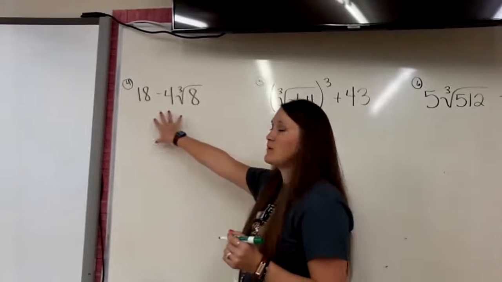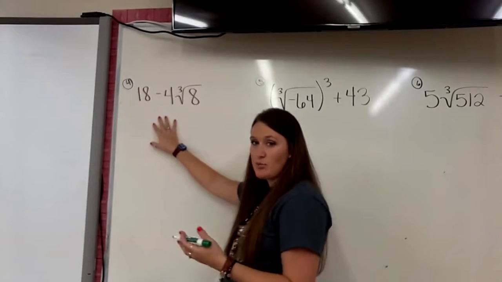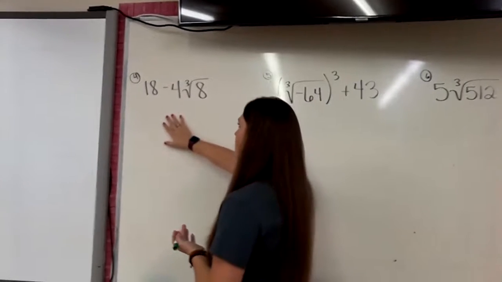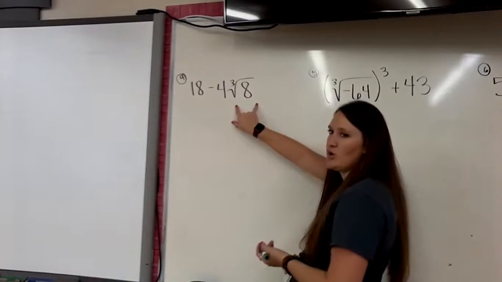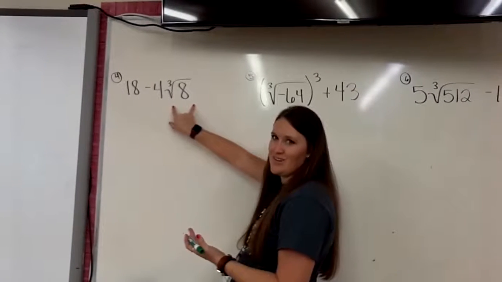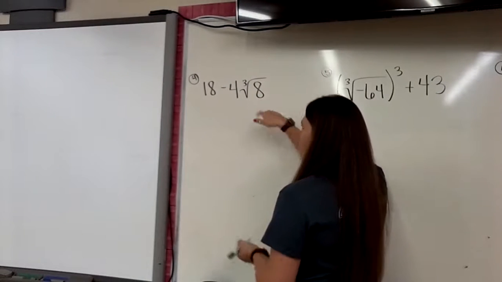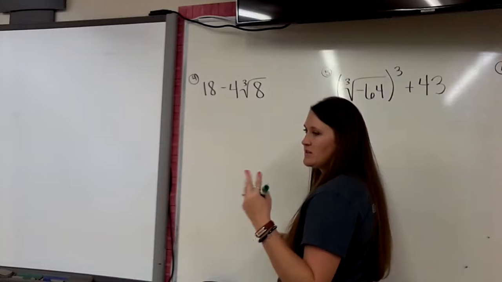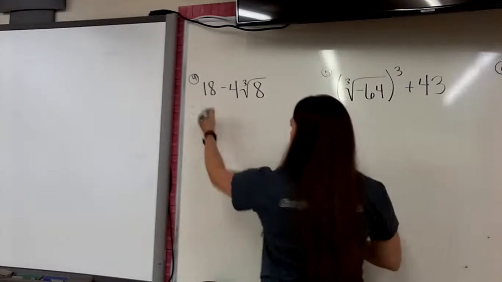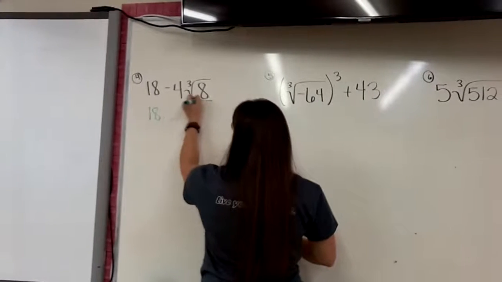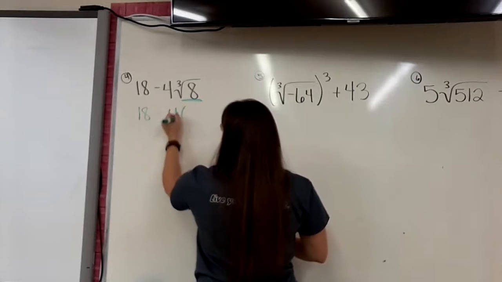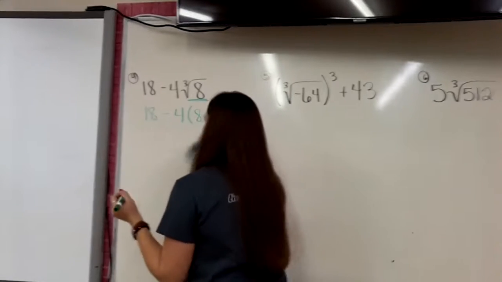So on problem number 4, we use our order of operations, PEMDAS. We don't have any parentheses, but if you remember, the cube root, we treat it like parentheses. So we have the cube root of 8. A number times itself 3 times, that equals 8. That would be 2. So I'm going to rewrite everything else. I solved for this. 4 times 2.